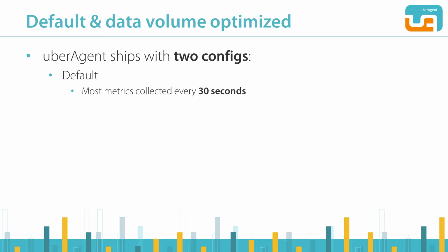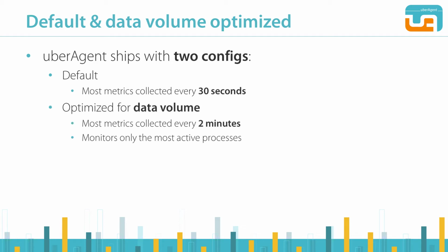Once you have your first installation set up, you might want to fine-tune and possibly reduce the data volume. Luckily, that's easily achievable. UberAgent comes with two config files. The default one provides full detail and high resolution by collecting most metrics every 30 seconds. The other one is optimized for data volume by collecting most metrics every 2 minutes and also by just looking at the most active processes.